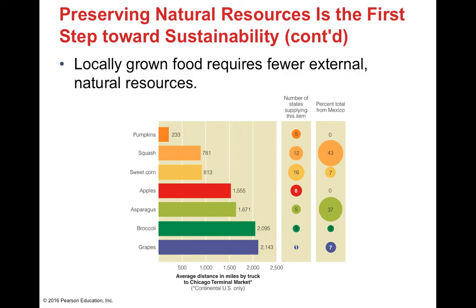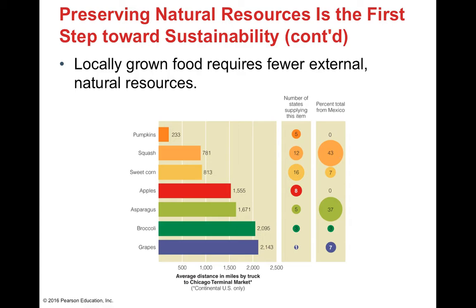Why is that? Well, there are only a couple of states that supply these things. Only one state actually supplies enough grapes to be able to transport across the country. Broccoli, we only have 3 states, asparagus, 5 states. And as we start getting into foods like corn, for example, we have 16 states. That means we're going to be able to get it closer, with fewer miles driven on the truck. However, it also means we're going to have to supplement a lot of these different things from Mexico or other countries.